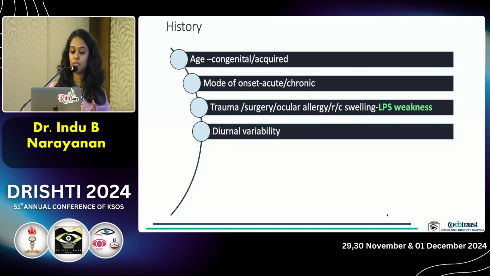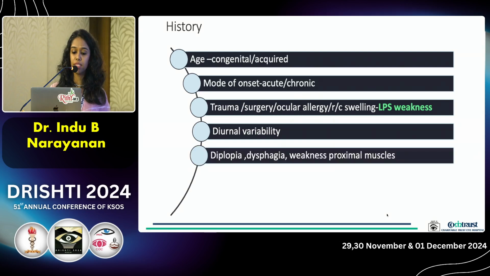Now take a brief history for anything that corresponds to myasthenia. So if there is any diurnal variability, history of diplopia, dysphagia, weakness of the proximal muscles, all this suggests ocular as well as systemic myasthenia involvement.